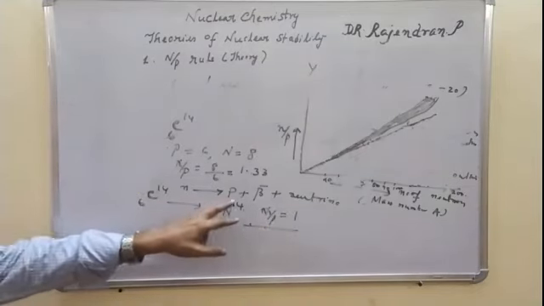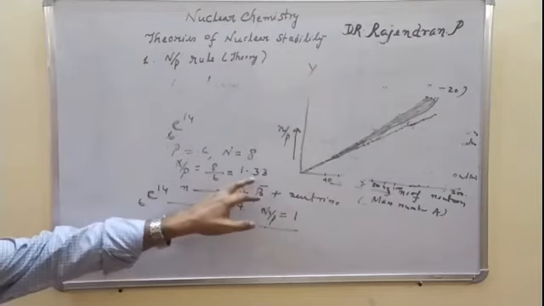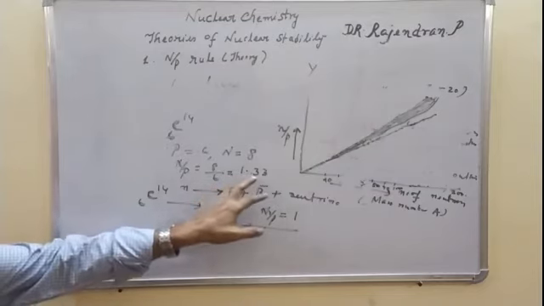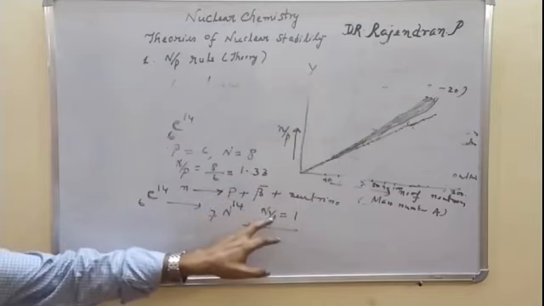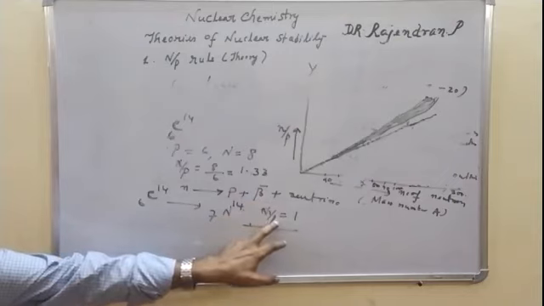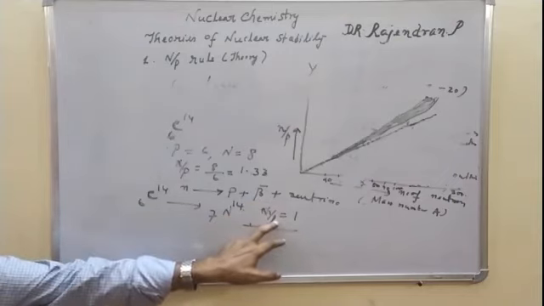So this becomes radioactive, beta disintegrating. So the N by P ratio in carbon-14, which is 1.33, is now converted to nitrogen-14 by the emission of a beta particle, and then the ratio becomes 1. This is a simple case. Okay.